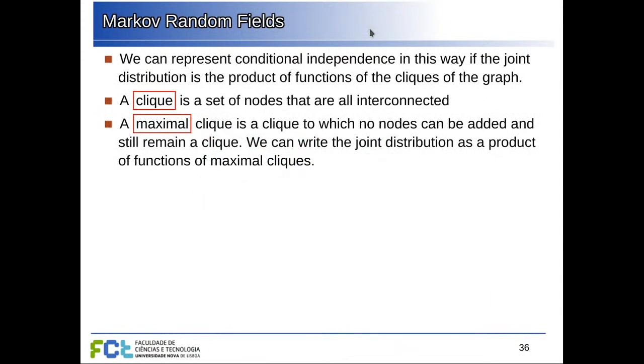One property of these Markov random fields is that we can represent, or compute, the joint probability distribution by looking only at the maximal cliques of variables in the graph. So a clique is a set of nodes that are all interconnected. They are all joined by arcs. And the maximal clique is a clique that we cannot grow by adding other nodes.